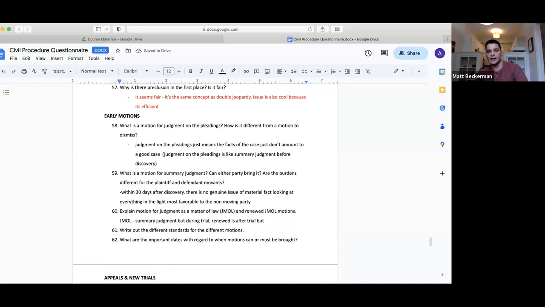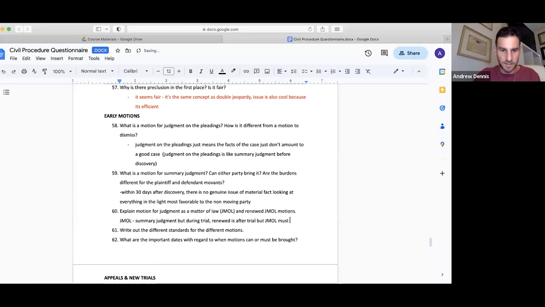All right. And then for this one, JMOL, judgment as a matter of law, in Florida, we call that a directed verdict. But this is basically the same thing as summary judgment, but it's during or after the trial. And if you're going to raise a renewed JMOL, you had to have raised the initial JMOL, right? Yes. All right. Write out the standards for different motions.